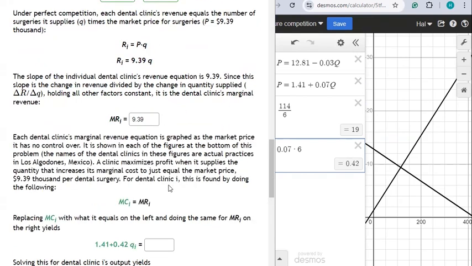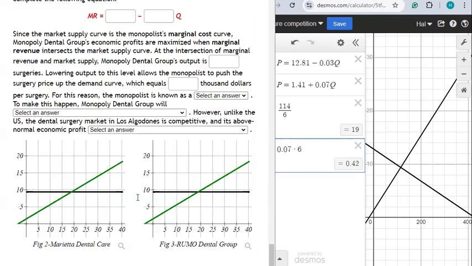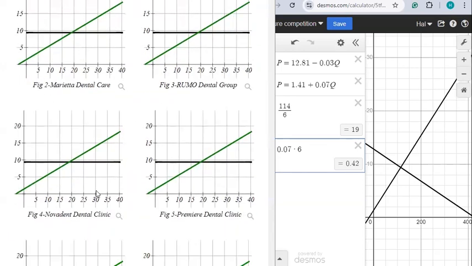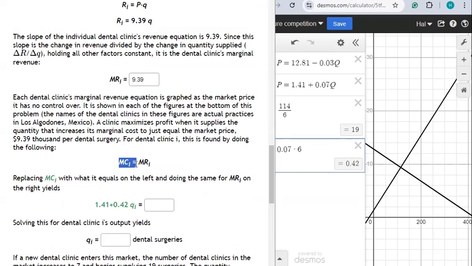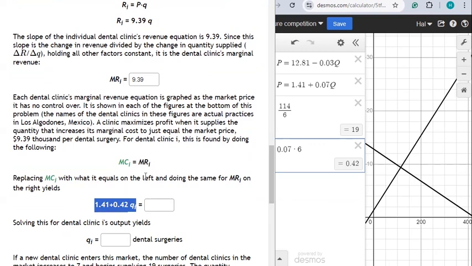Now each dental clinic's marginal revenue equation is graphed as the market price it has no control over. So this part right here is the flat line in each of these graphs, the black flat line. The marginal cost of the ith firm, whether i is 1, 2, 3, 4, 5, or 6, the marginal cost equation is the green line in each of these graphs. We're going to replace this with what it equals. It equals 1.41 plus 0.42Q. And what does this equal? Well, this equals the 9.39. We're going to type 9.39 here.